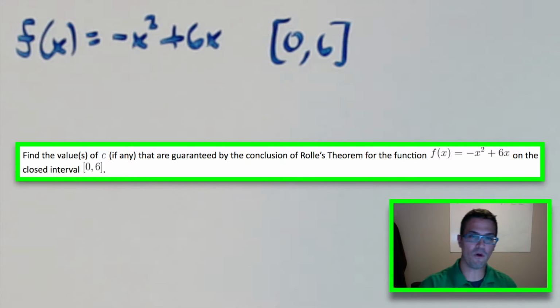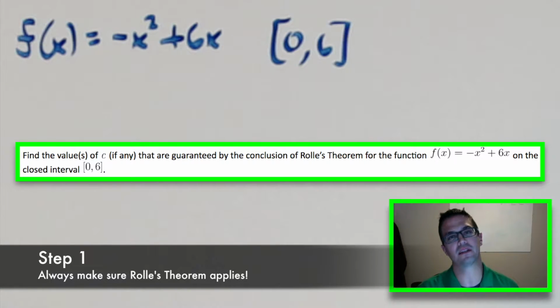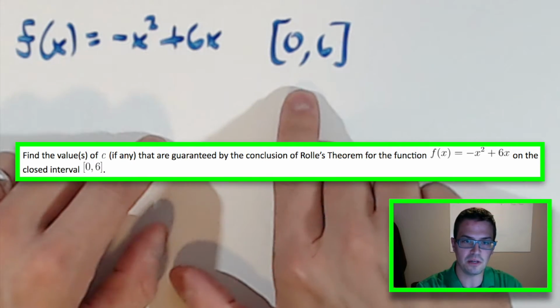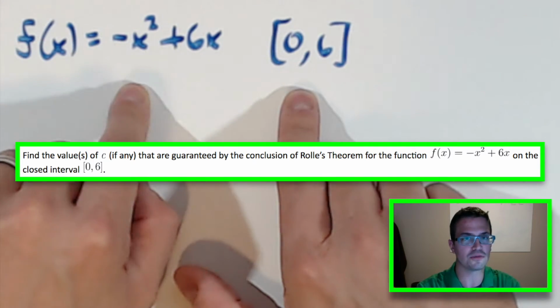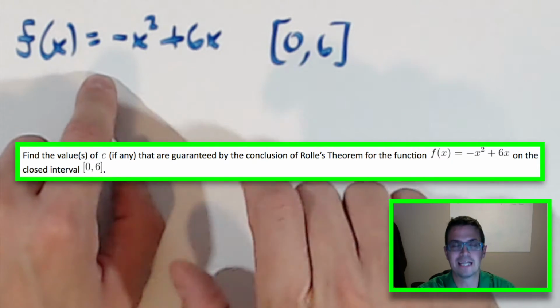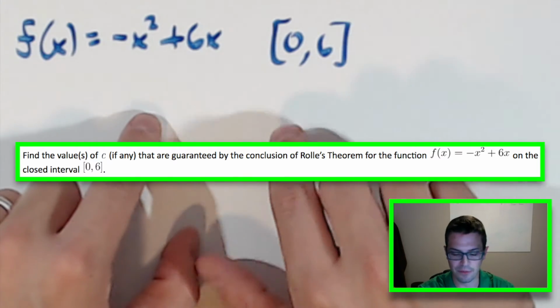Okay, step one whenever you're doing these problems is you want to make sure that Rolle's theorem applies. If it does not apply, then you cannot do the problem. So first thing you want to do is check that it is continuous on this interval. If you look at this function right here, you should be able to tell that it is continuous on this interval. If not, then you need to graph it on your graphing calculator. I'm going to show you that in a little bit.